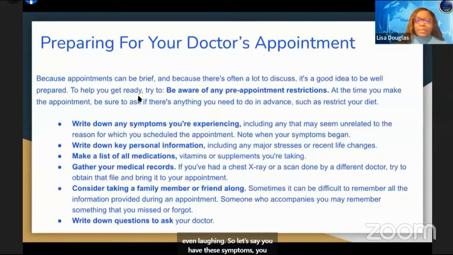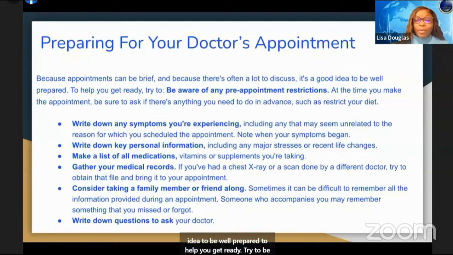So let's say you have these symptoms, you want to go to the doctor. Let's talk about how you prepare for that doctor's appointment. Because appointments can be brief and because there's often a lot to discuss, it's a good idea to be well prepared.